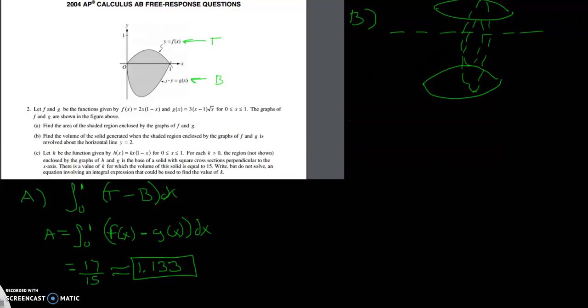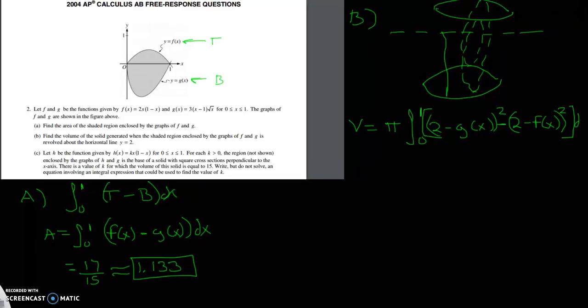So now volume is going to equal pi times the integral from 0 to 1. Now what is the outer? The outer is this 2 minus g of x, right? Yep, that's the bottom. So 2 minus g of x squared. Should put a bracket over here. Minus 2 minus f of x squared, close the bracket, dx.